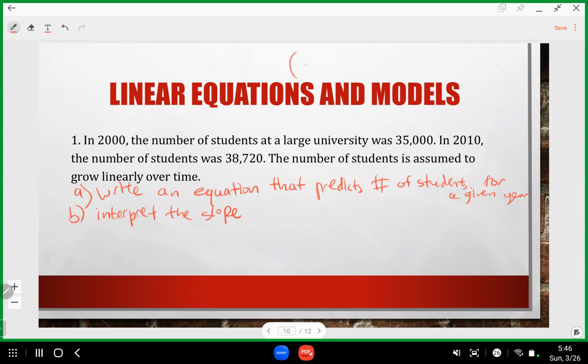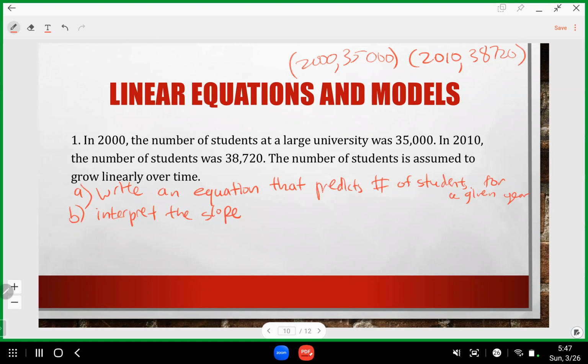This is a point. In the year 2000, the number of students was 35,000. In the year 2010, it was 38,720. Great. We have 2 points now. And to write an equation that models this, we just need to find the slope and use point-slope form. Okay, so let's find the slope.